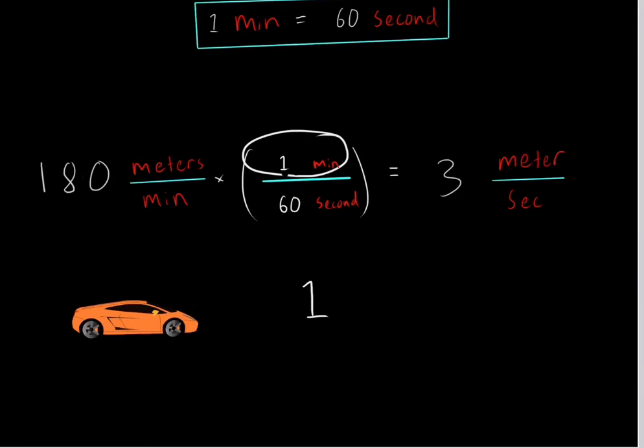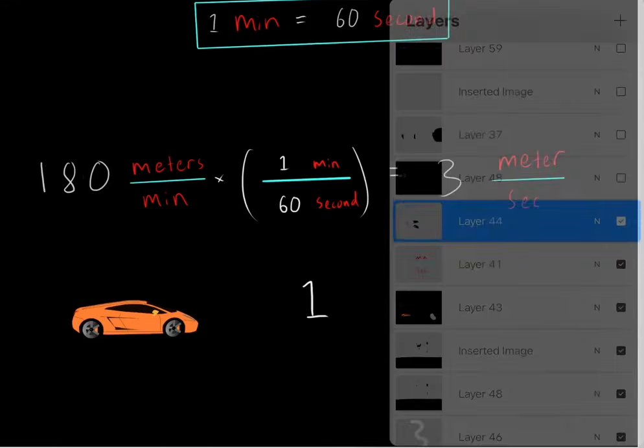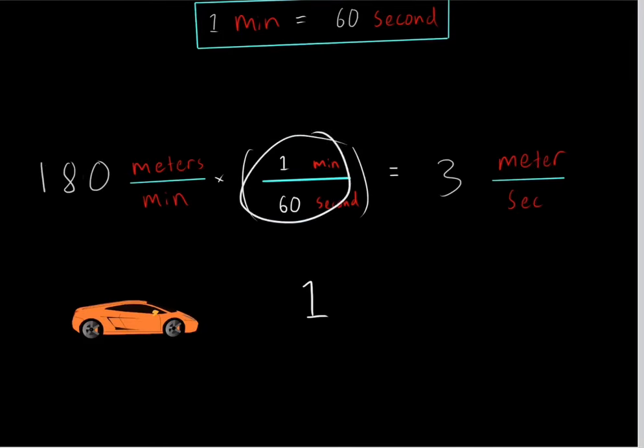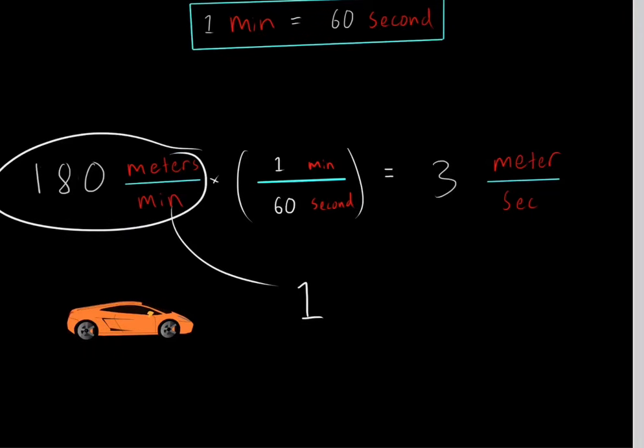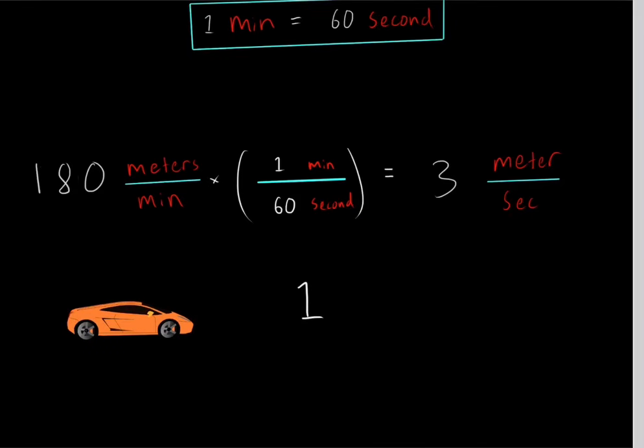So you look in a textbook and you see 1 minute is equal to 60 seconds. So these both physically represent the same thing. So this fraction is just equal to 1. So now we've done it. We've set up the units so minute cancels, and we're left with units of meters over second. So that gives us the units we want. And again, we're not changing this value. We're just multiplying it by 1.